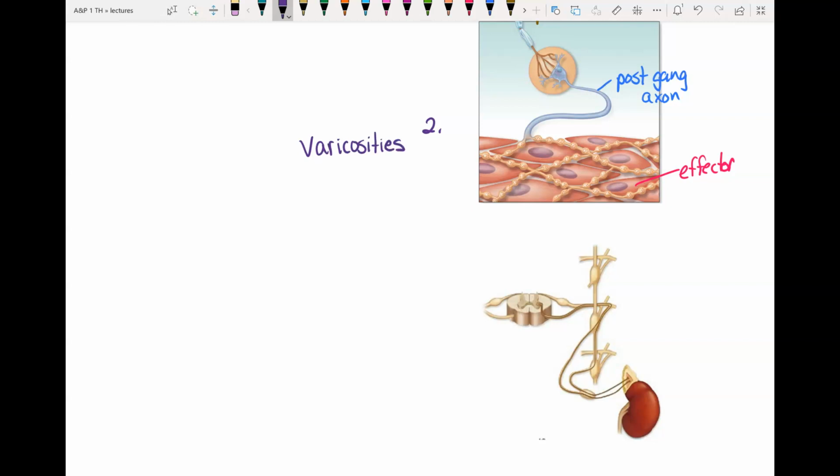So the end of the axon, it branches, and you have all these knobs like this. But it branches into a web that covers the effector. So you have this web of knobs that covers the effector. So the effector is blanketed in synaptic knobs. Each one of these secretes neurotransmitter. So you're soaking the effector in neurotransmitter.